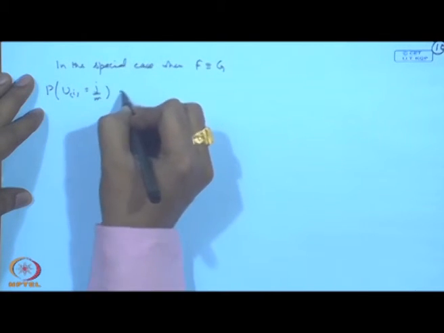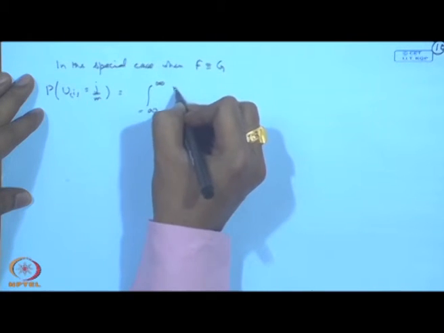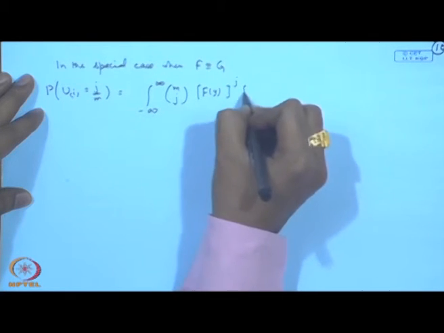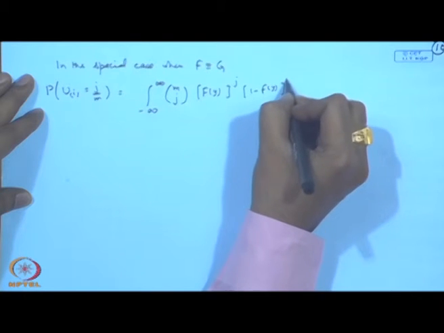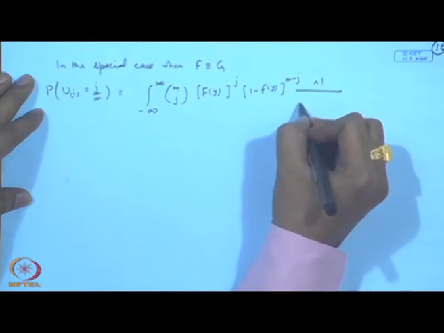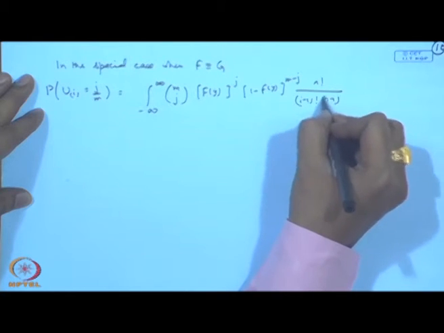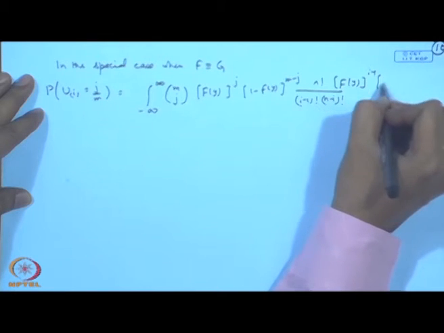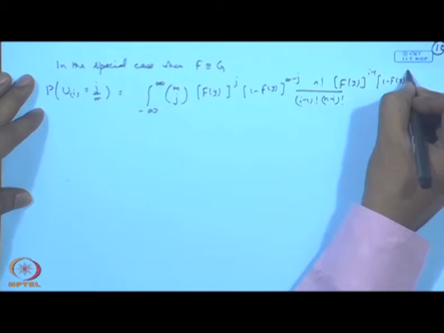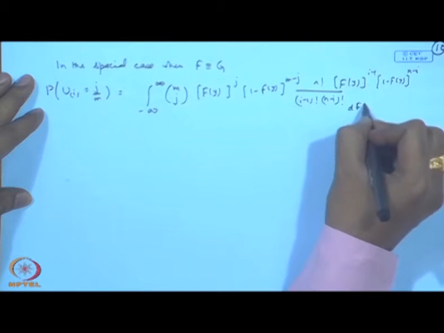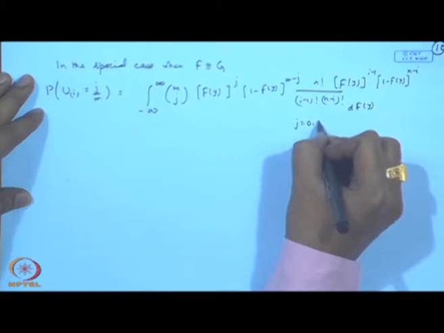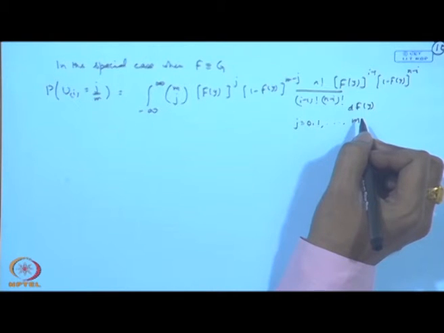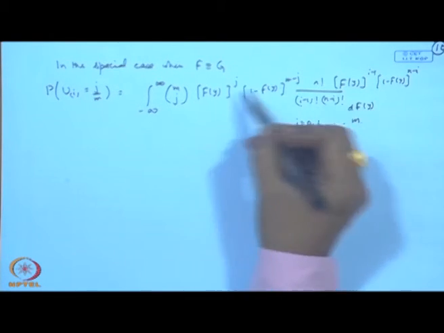can be actually evaluated. So, I will show that. Sum over j of m C j F(y) to the power j (1 minus F(y)) to the power m minus j, times n factorial divided by (i minus 1) factorial (n minus i) factorial, then F(y) to the power i minus 1, (1 minus F(y)) to the power n minus i dF(y), for j equal to 0, 1 to m. Here all these powers get added up.